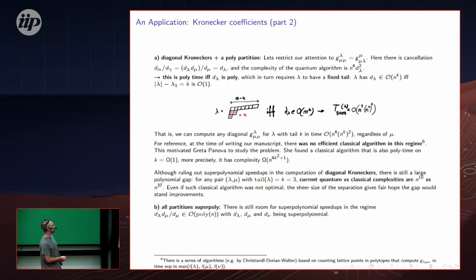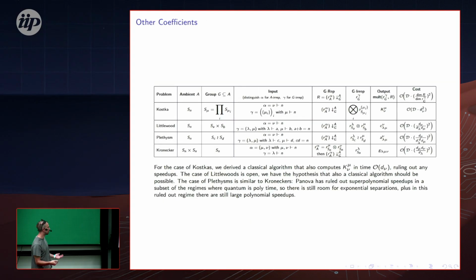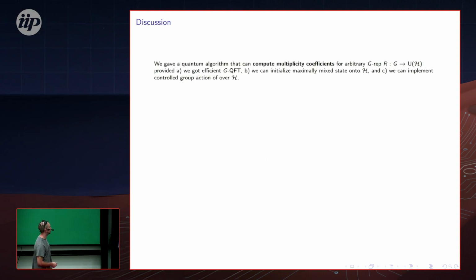I also want to mention that there's the possibility that this quotient is polynomial with all 3 of them being super polynomial, and in that case no classical algorithm is possible, but the quantum algorithm would directly be efficient, okay? So we're looking for this regime. There are other coefficients that you can compute by taking other ambient groups and other subgroups, like Kostka, Littlewood-Richardson and plethysm coefficients, but we don't have time to explore them now, and with that we can discuss what we've done.